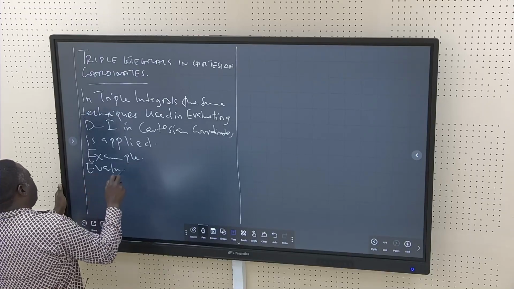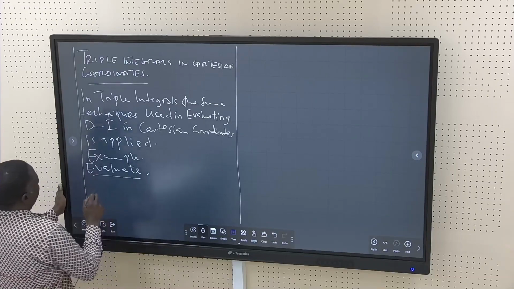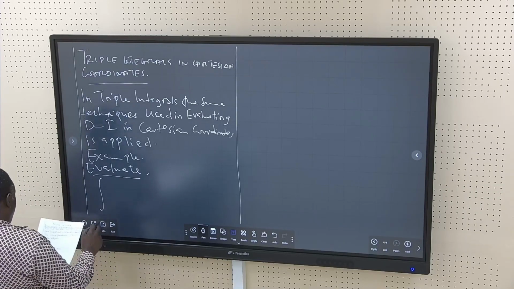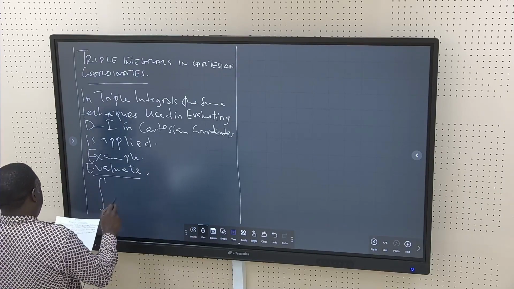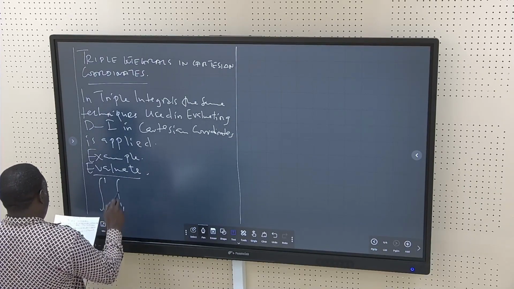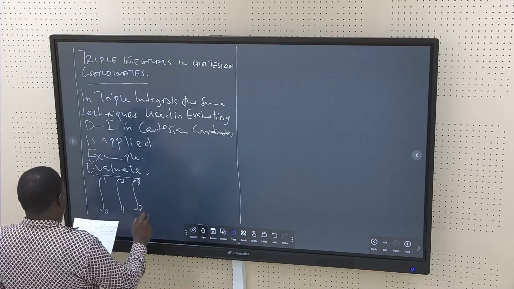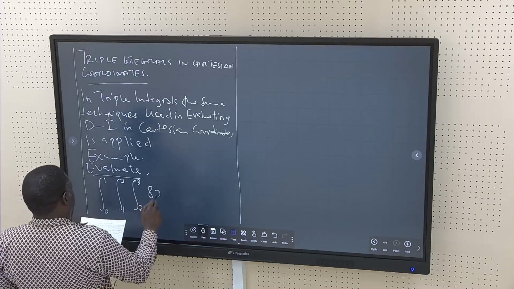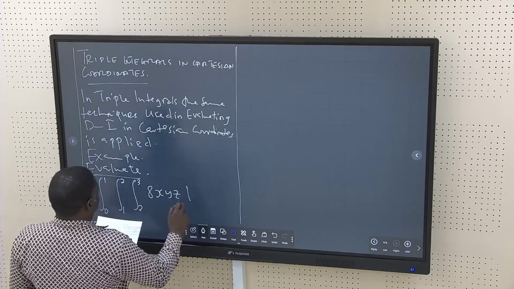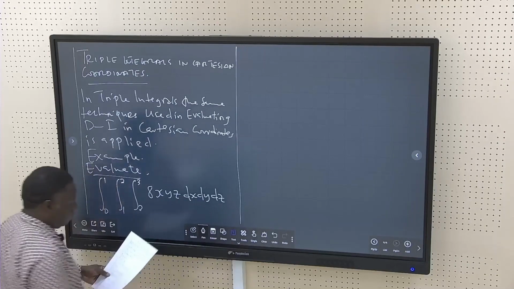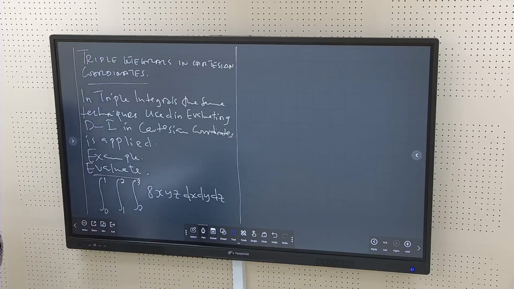Evaluate the triple integral from 0 to 1, and from 1 to 2, from 2 to 3 of 8xyz with respect to x, with respect to y, and with respect to z. So let us see this simple example on how to evaluate this one.